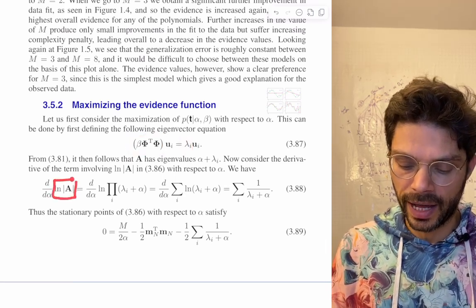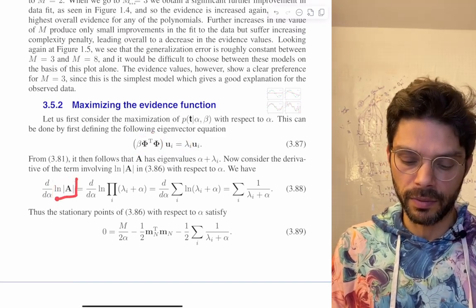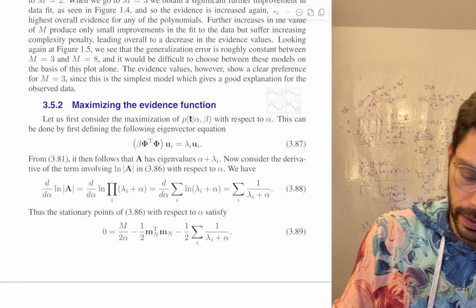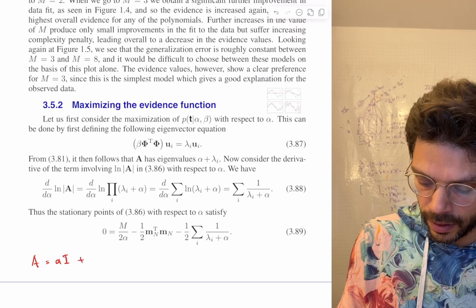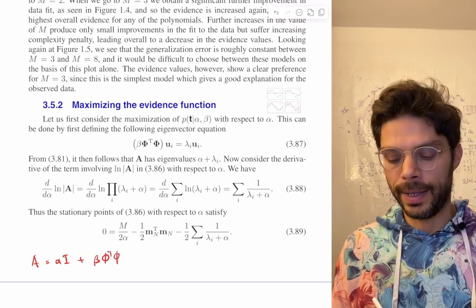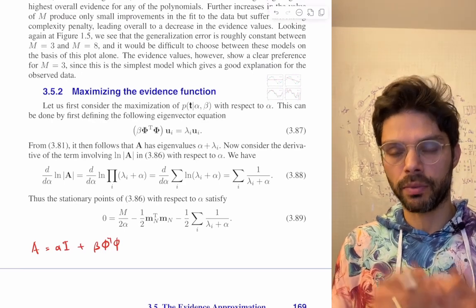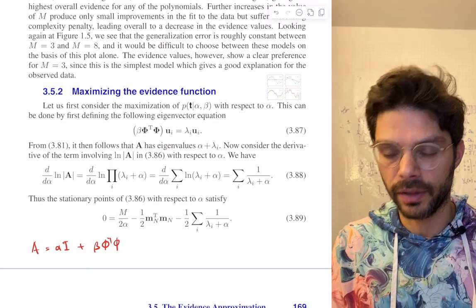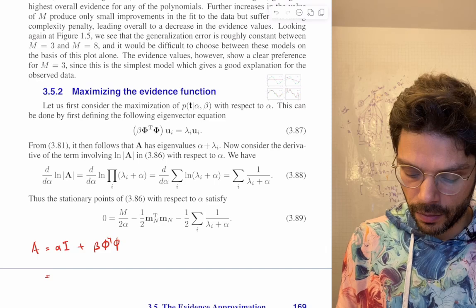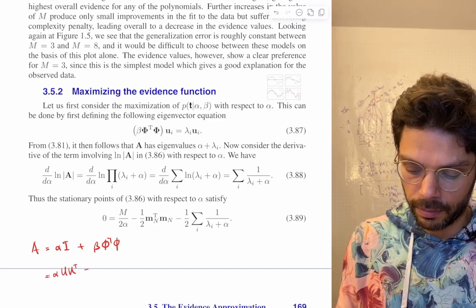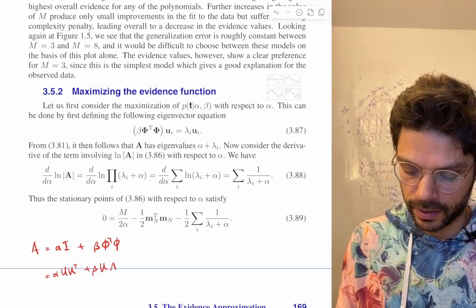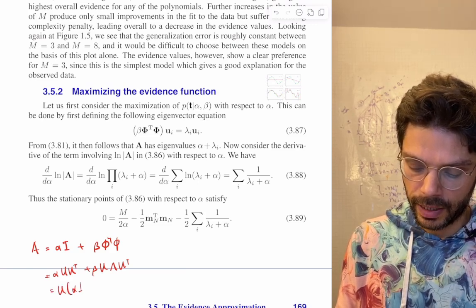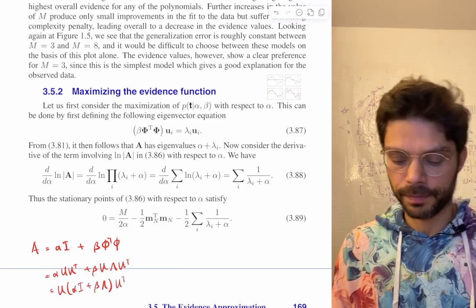Well, if we go back to that expression, there's going to be a log of the determinant of A. And remember, what does A look like? A is going to equal alpha times I plus beta phi transpose phi. Its determinant is going to be the product of its eigenvalues. So it's useful, well, crucial basically, to do this eigen decomposition. We're going to write A as U times (alpha I plus beta lambda) times U transpose, where these are the lambdas.